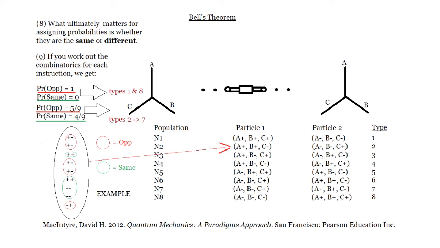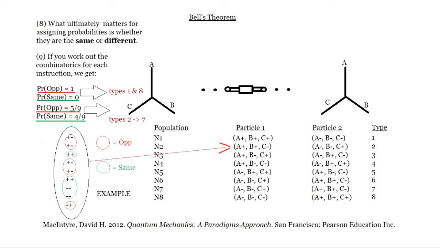So if you actually work out the combinatorics for all of these different 8 possible particle types, what ultimately arguably matters when you look at the data is whether or not the probabilities are same or different. At least this is what will matter for Bell's theorem. So if you work out again the combinatorics for each instruction set, we get the following statistics on the left-hand side. The probability of getting opposite will equal exactly 1. That is, with 100% probability you get opposite spin measurements in the hidden variables instruction sets for types of particles 1 and 8. For types of particles 2 through 7, the probability of getting opposite results is 5 over 9, and the probability of getting same spin results is going to be 4 out of 9.